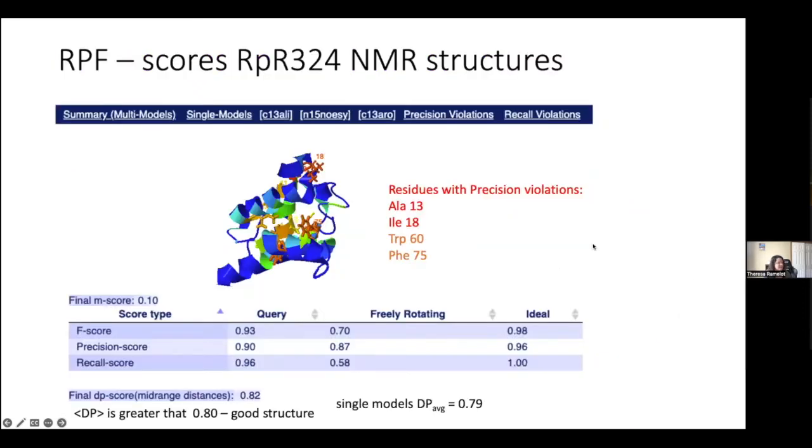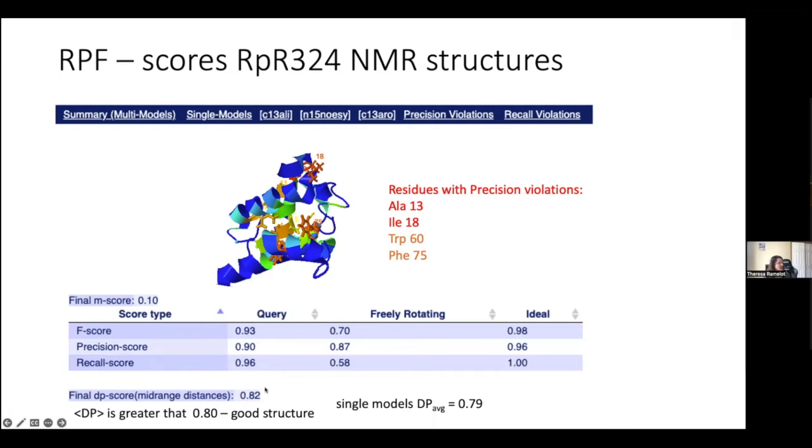So after you hit submit, you load it, you get the summary. The summary that you get is the recall, precision, and F score that I talked about earlier for your query, which is your input. Here we have 0.96, 0.9, and 0.93, so it's a very good quality structure. And it also gives you the final DP score, which is 0.82.